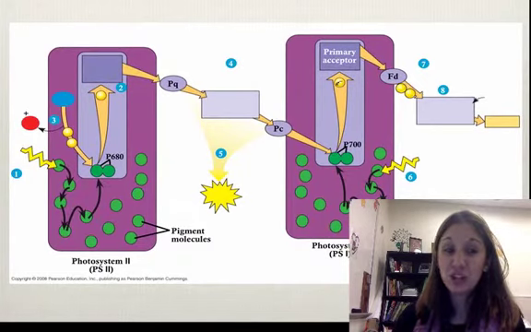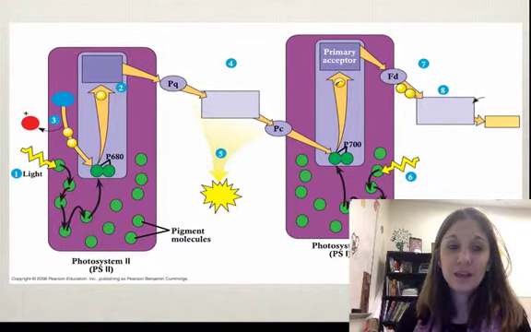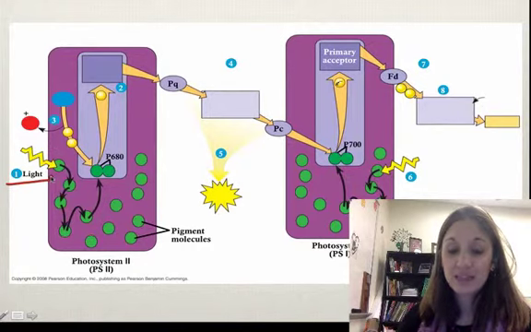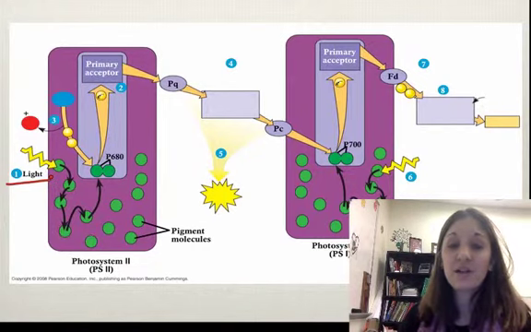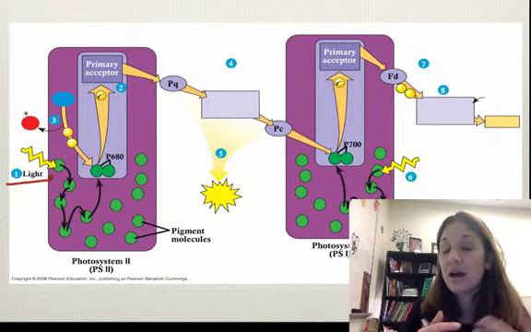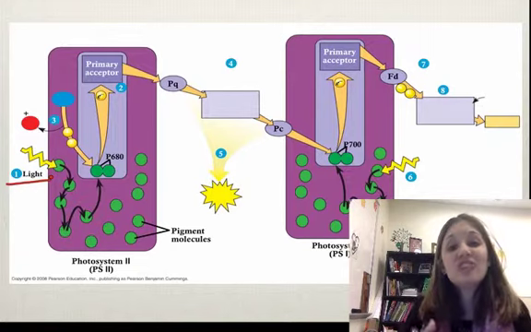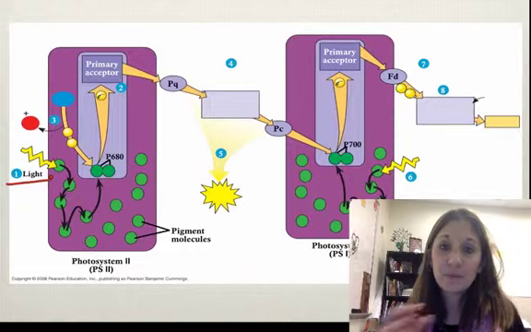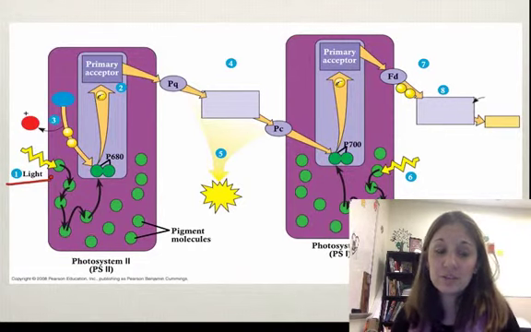Let's take a look at what this looks like all together. So, we have light energy coming in here. That light energy coming in is going to excite our chlorophyll molecules. As those chlorophyll molecules get excited and their electrons fall back down into a stable state, that energy is getting passed on to the subsequent chlorophyll molecules. This is what's happening in both of the photosystems.